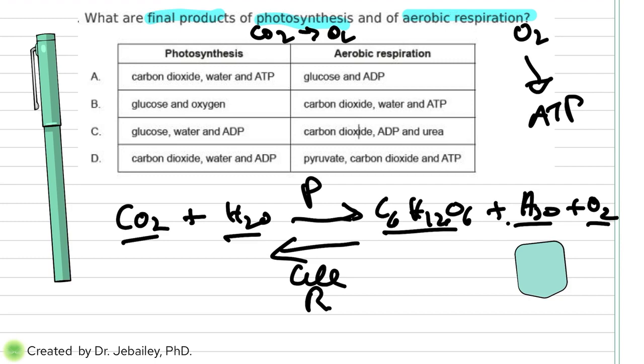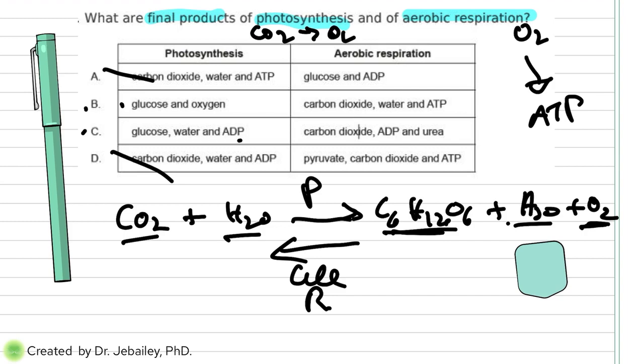So it needs products. The product should be glucose. Do we have glucose in this one? No, so it's canceled. This one? No, it's canceled. So it has to be B or C because it has glucose and oxygen. Do we have glucose and oxygen? We do have this. Do we have water? Yes. ADP? Nope. Because in the end, ADP will be in the glucose. So B would have been the right answer.